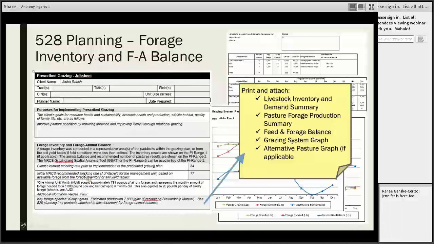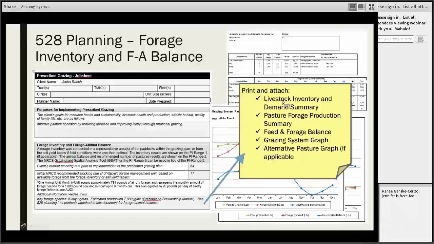You could put in the information that you got going through your benchmark and going through your plan system. You could identify in here with your forage inventory what your key forage species are, what the estimated production is that you use, where you got your numbers, and then reference the 528 planning tool printouts that you could then attach to this document for the forage animal balance.